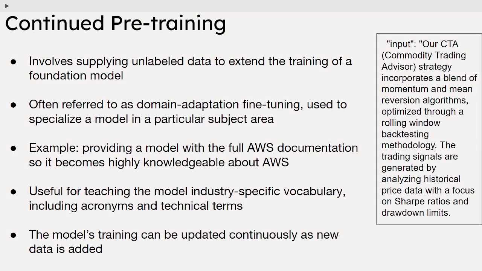Continued pre-training involves using unlabeled data to extend the training of a foundation model. This is often called domain adaptation fine-tuning because it helps the model become more specialized in a specific subject. For example, you could train a model on the full AWS documentation, so it becomes deeply knowledgeable about AWS services. This method is especially effective for teaching industry-specific vocabulary, acronyms, and technical terms. Another advantage is that the model can continue learning as new data becomes available.